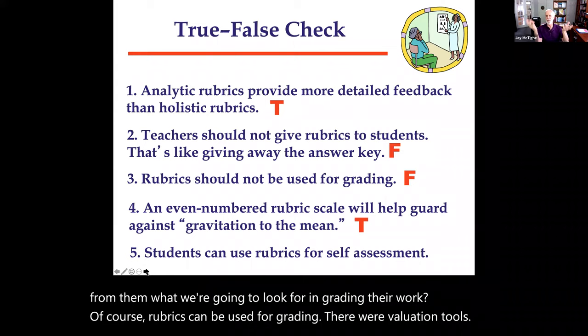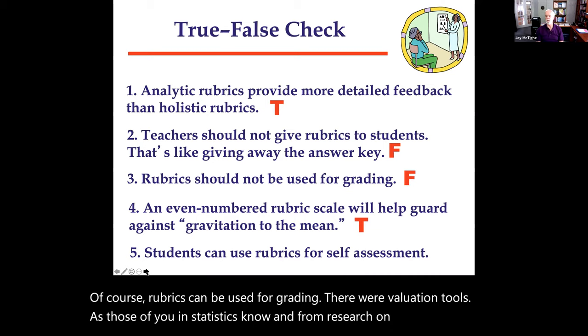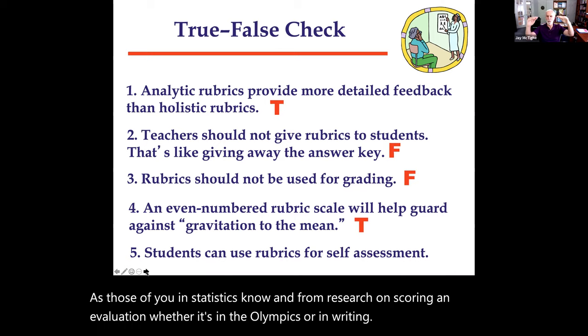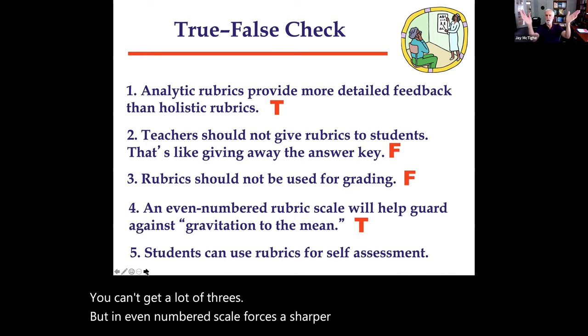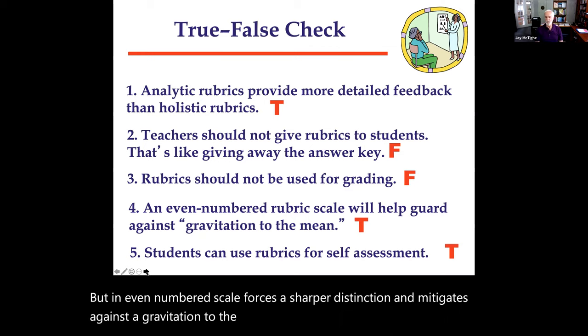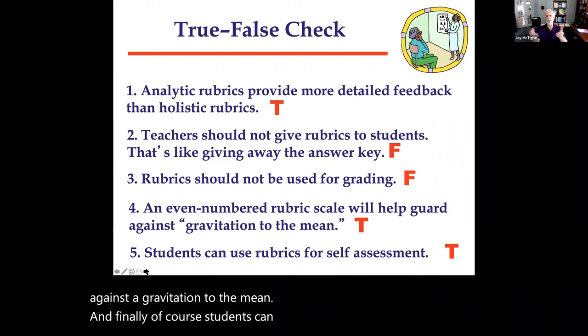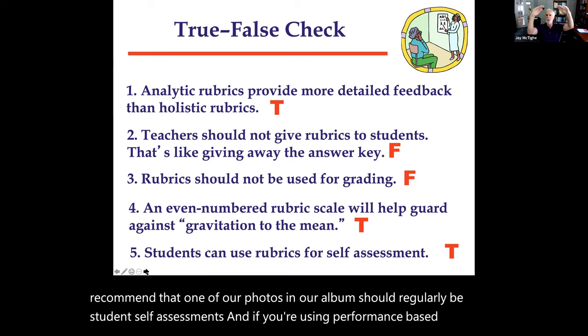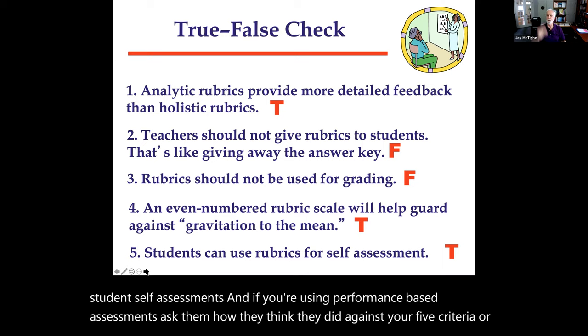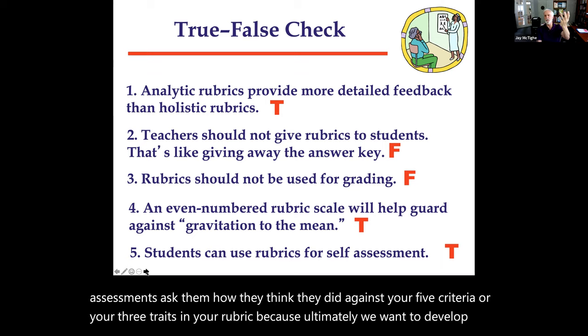Those of you in statistics know, and from research on scoring and evaluation, whether it's in the Olympics or in writing, with an odd-numbered scale, like a 5-point scale, you tend to get a lot of threes, but an even-numbered scale forces a sharper distinction and mitigates against a gravitation to the mean. And finally, of course, students can use rubrics for self-assessment. In fact, I recommend that one of our photos in our album should regularly be student self-assessments. If you're using performance-based assessments, ask them how they think they did against your 5 criteria or your 3 traits in your rubric. Because ultimately, we want to develop students who can self-assess, not just wait for the teacher to tell them how they did.